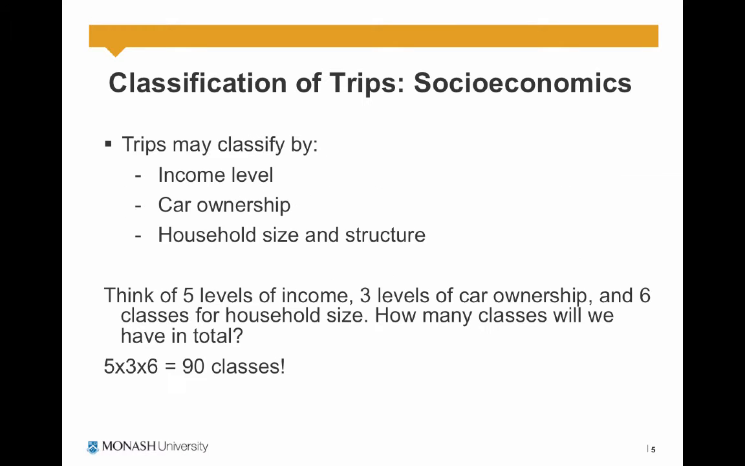Further classification of trips can be done by the socioeconomic characteristics of the trip maker or traveler. For example, trips can be classified by the income level of the traveler, car ownership status of the traveler, or household size and structure of the traveler. So now think of 5 levels of income, 3 levels of car ownership, and 6 classes for household size. How many classes will we have in total? Obviously, 5 multiplied by 3 multiplied by 6 will give us 90 different classes of trips.